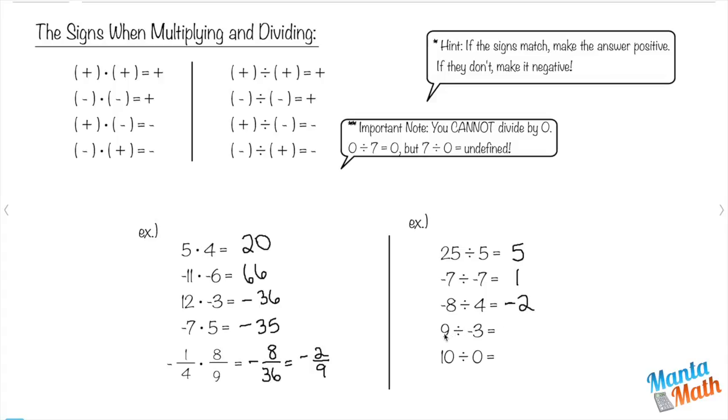Our fourth one says 9 divided by negative 3. Positive divided by negative is going to give us a negative answer, and 9 divided by 3 is 3. Then 10 divided by 0. And what is that? It's undefined. Okay.